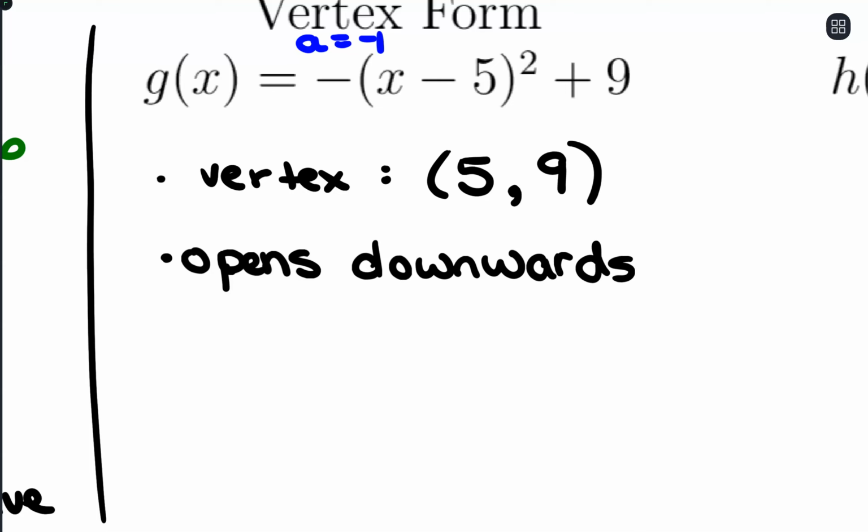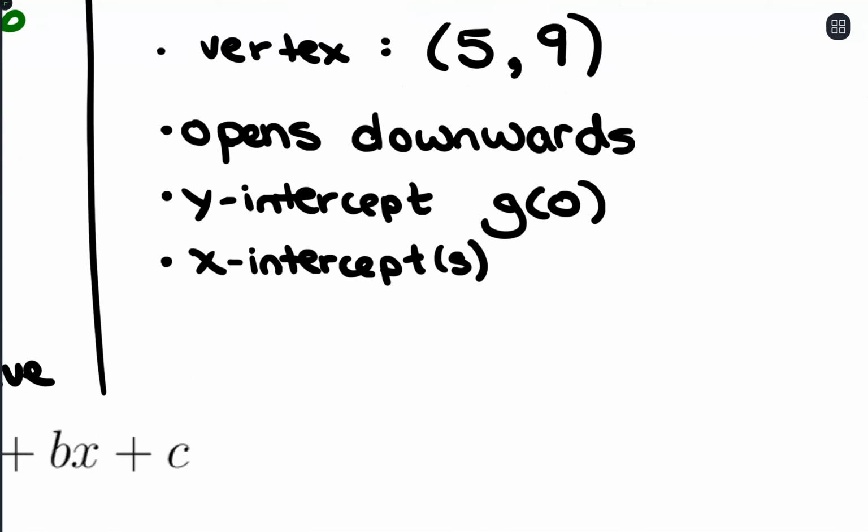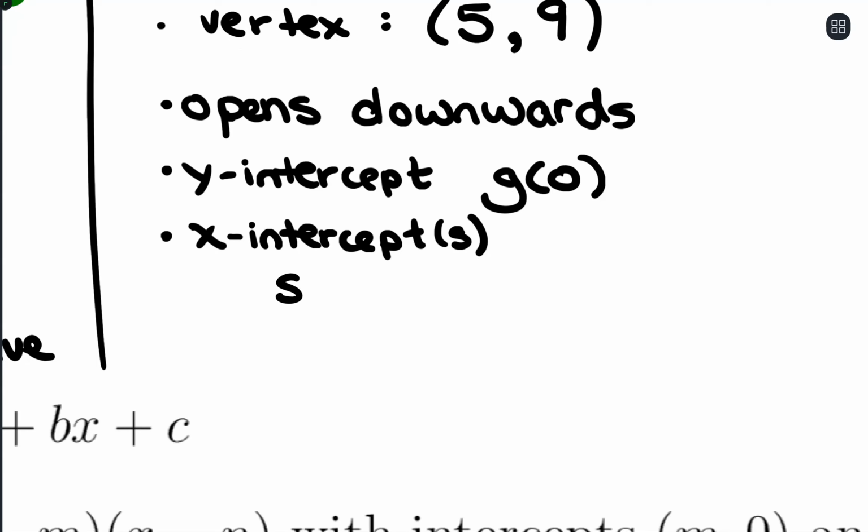We can get the y-intercept pretty easily. So for the y-intercept, we're just evaluating, in this case, g of 0. So you're plugging in x equals 0 and solving, which isn't too bad. For the x-intercepts, we would have some work to do, but it wouldn't be too bad. We would solve using the square root method.